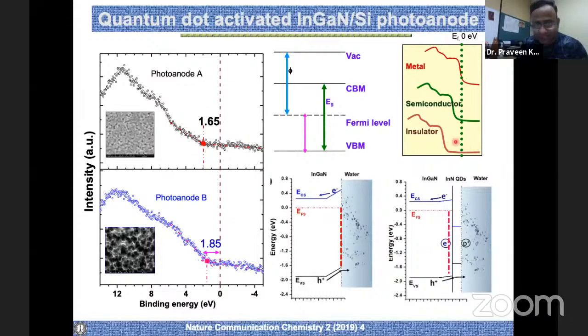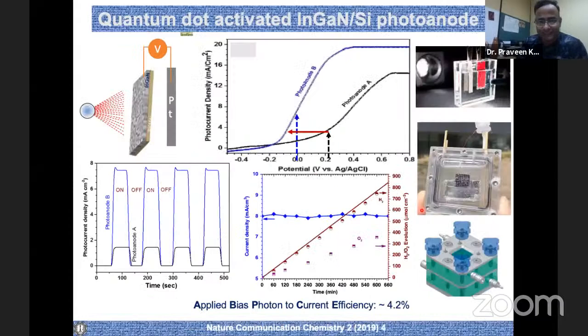By seeing the zero and the valence band maximum position, you can identify the band bending. When I see the InGaN directly grown on silicon, it has a band bending of 0.25 electron volt. But when I grow the indium nitride quantum dots, I can make it flatter. The band bending becomes 0.05, which is really negligible. So when I do the photoelectrochemical water splitting experiments, you see this is the InGaN directly grown on silicon.